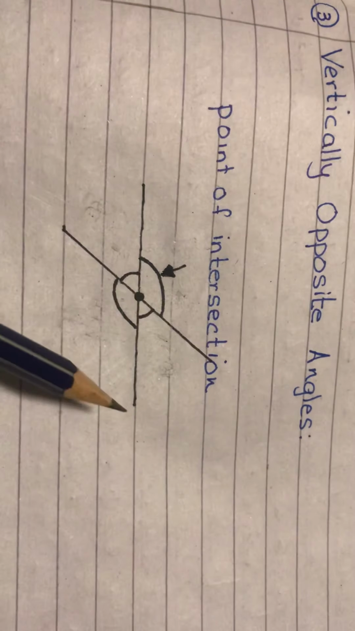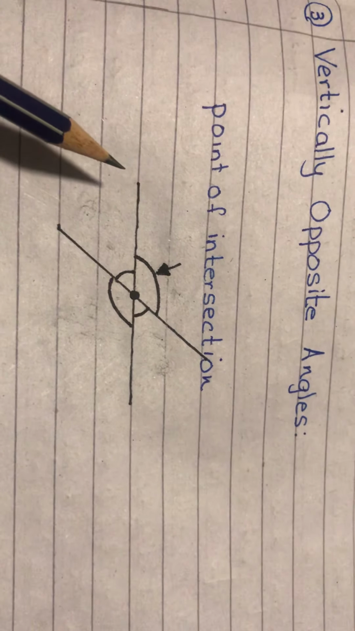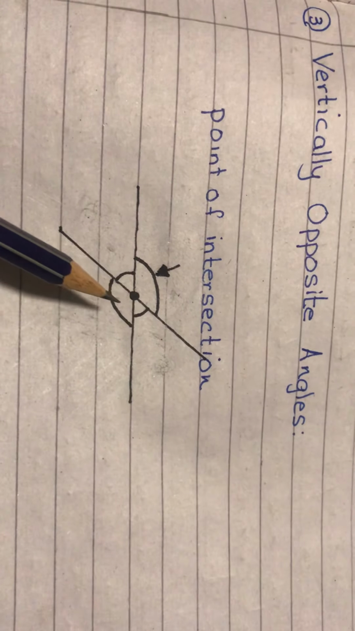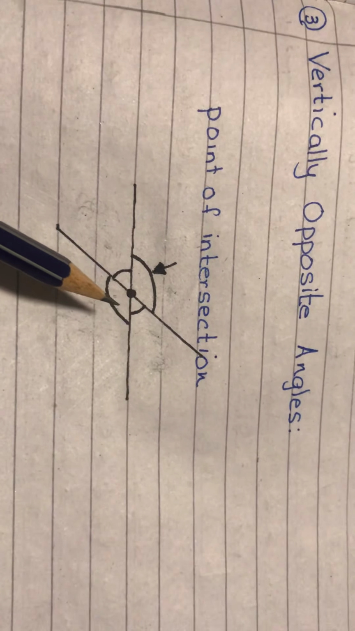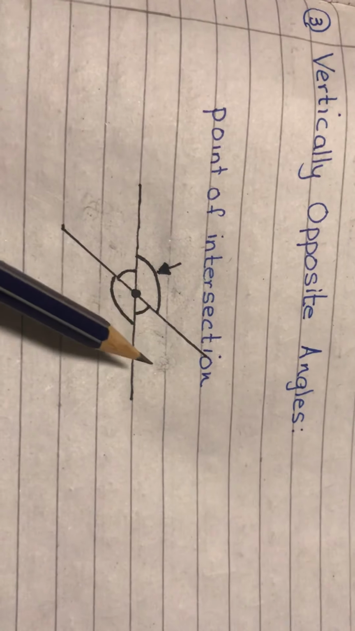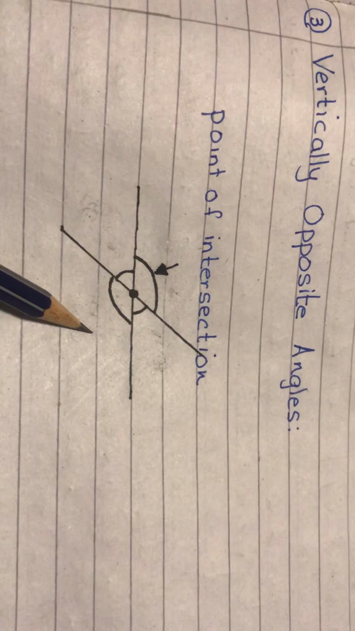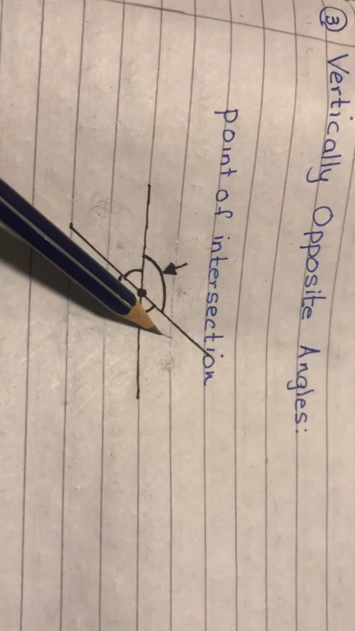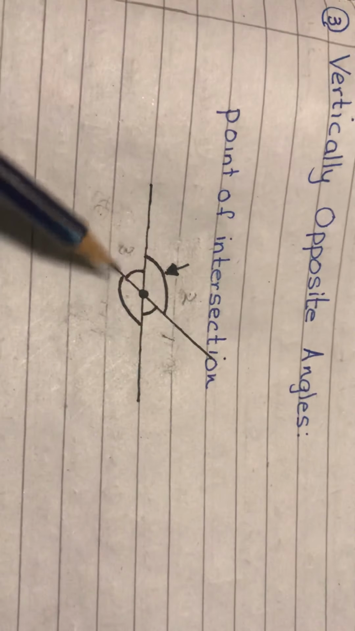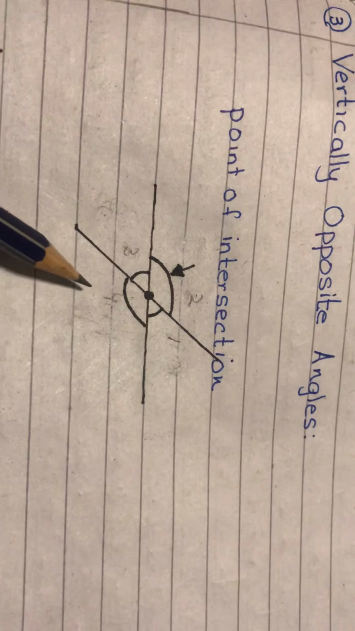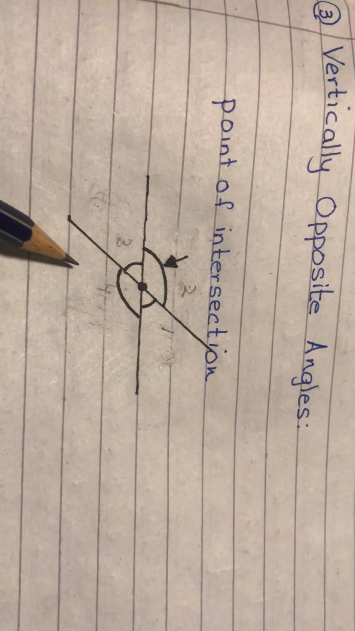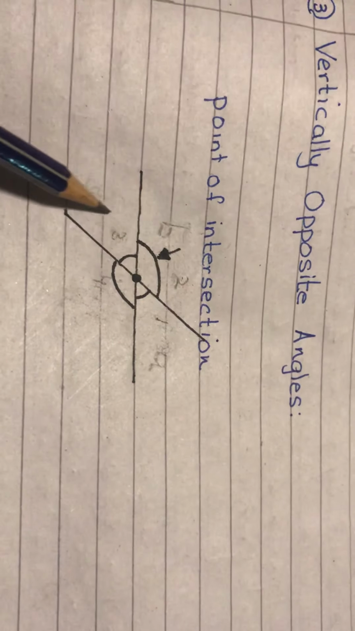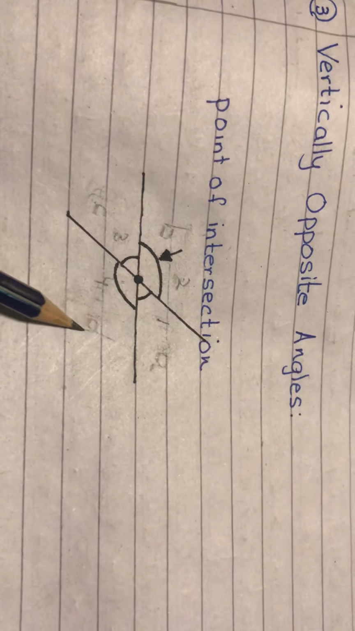Vertically opposite angles occur when two straight lines cross each other. In other words, they intersect each other. The point at which they intersect is called the intersecting point. So when the lines intersect, angles are formed in between the intersecting lines. Now these intersecting lines form four angles: angle 1, angle 2, angle 3 and angle 4. But instead of calling them angle 1, 2, 3 and 4 in geometry, we call them angle A, angle B, angle C and angle D.